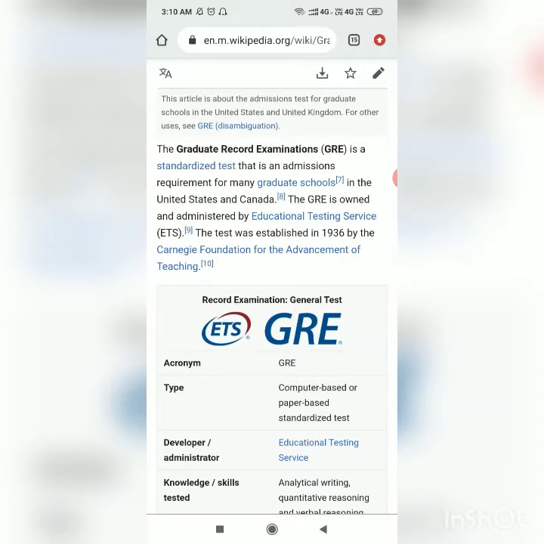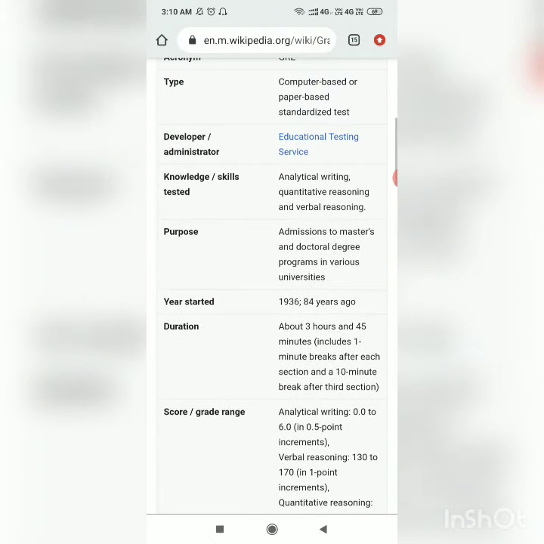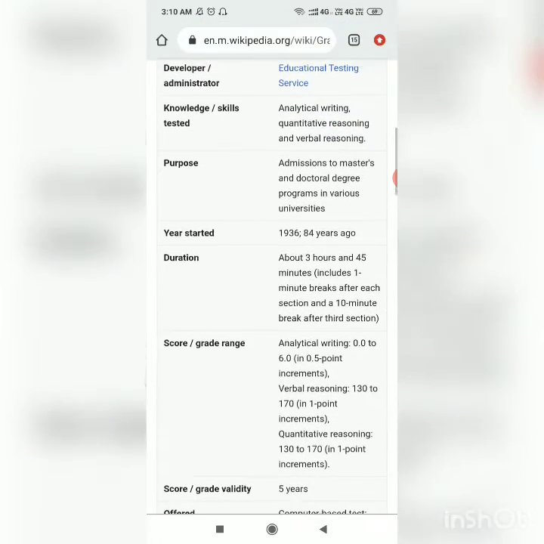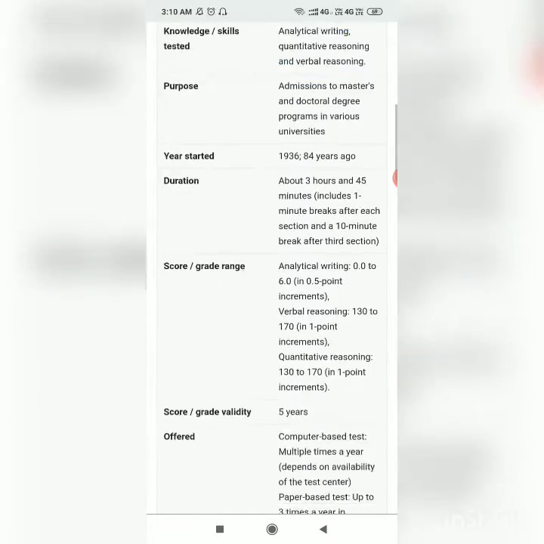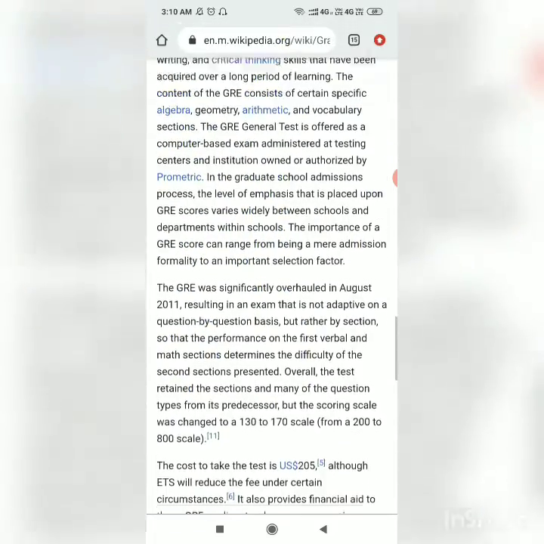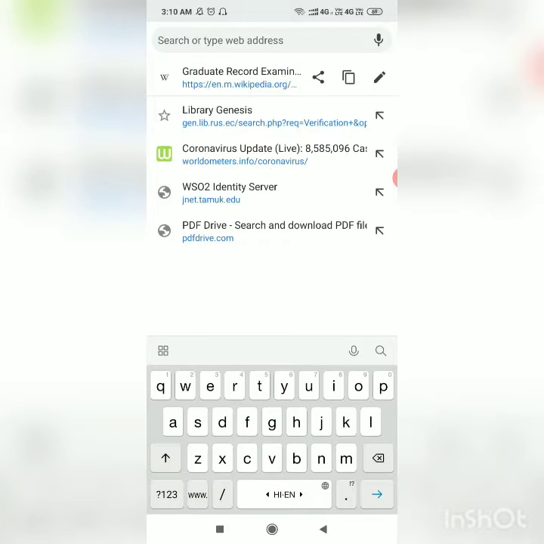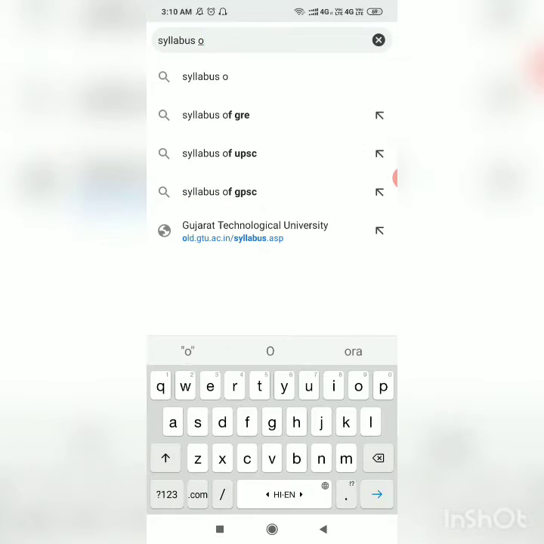The test was established in 1936 by the Carnegie Foundation for the Advancement of Teaching. It is a computer-based test. You can go to a center and give the exam. You can go to the GRE website, www.ets.org, choose the GRE option, and register for the test. So let us see what the syllabus of GRE is.